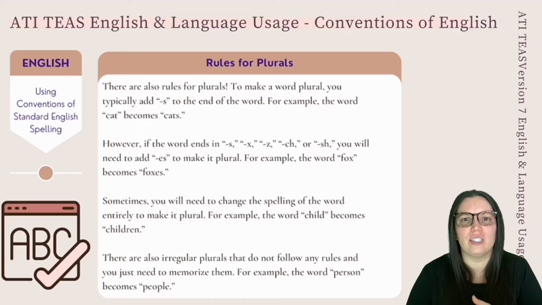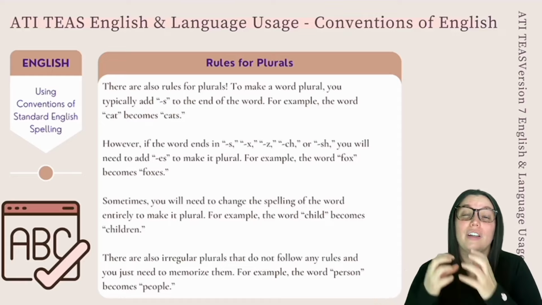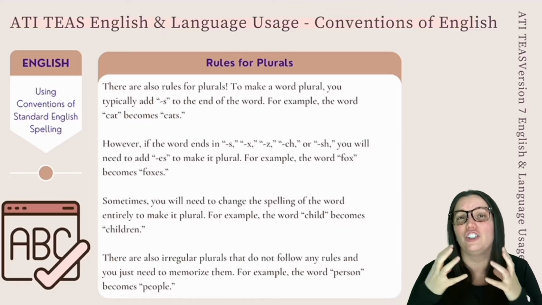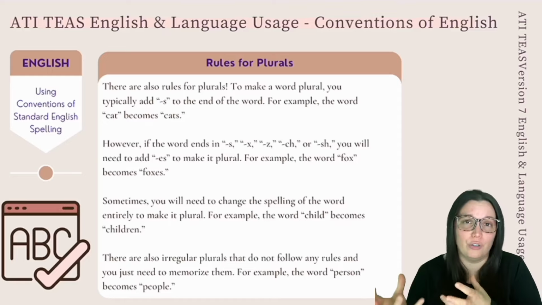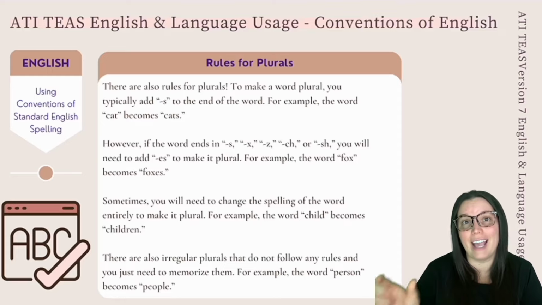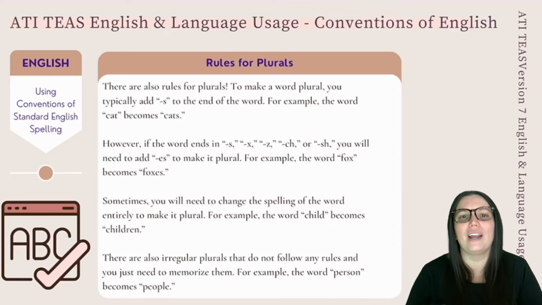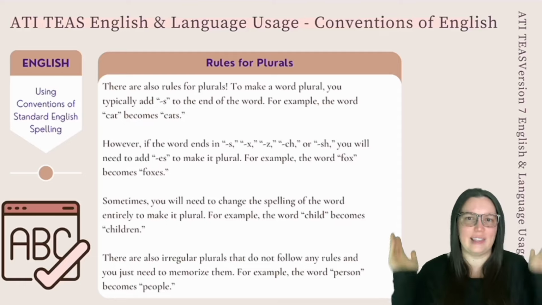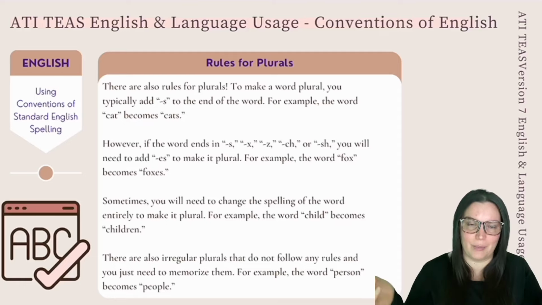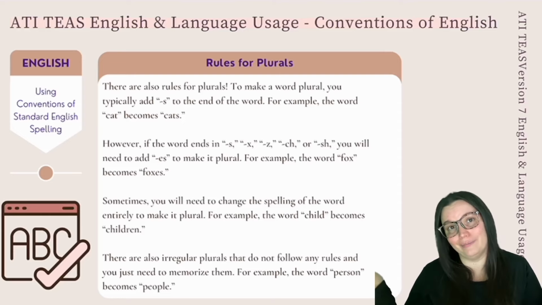Sometimes you need to change the spelling of a word entirely to make it plural. So for example, the word child becomes children. Children is plural for child. The suffix ends in ren, R-E-N, so we completely have to change that word in order to make it plural. There are also irregular plurals that do not follow any of these rules, and you just kind of have to memorize them. So for example, person becomes people.